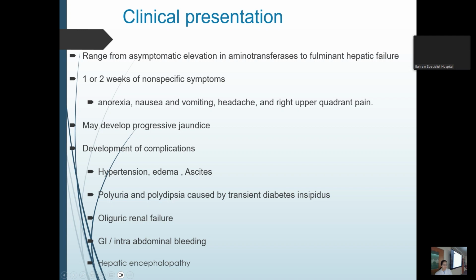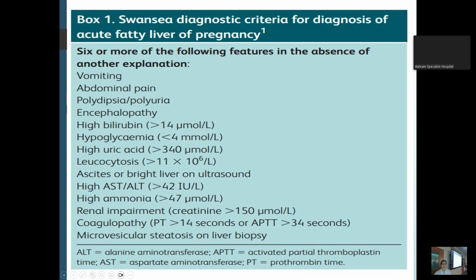Development of complications can also be seen, like hypertension, edema, ascites, polyuria, polydipsia caused by transient diabetes insipidus, oliguric renal failure, GI or intra-abdominal bleeding, and hepatic encephalopathy. The diagnosis of AFLP is made by the Swansea diagnostic criteria. Six or more of the following features in the absence of other explanation gives the diagnosis of AFLP.